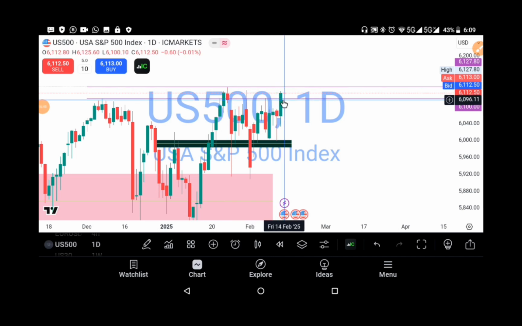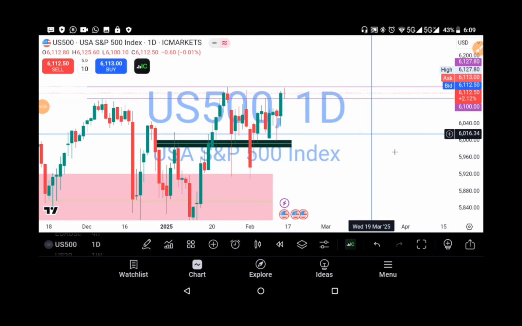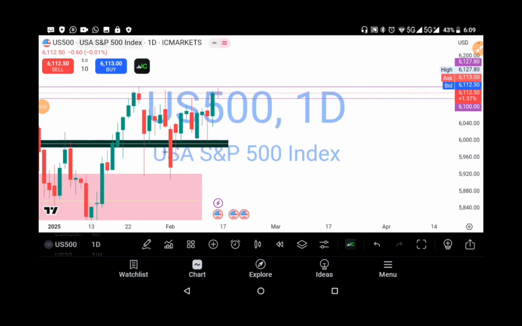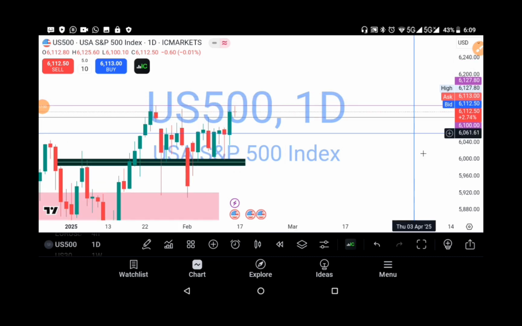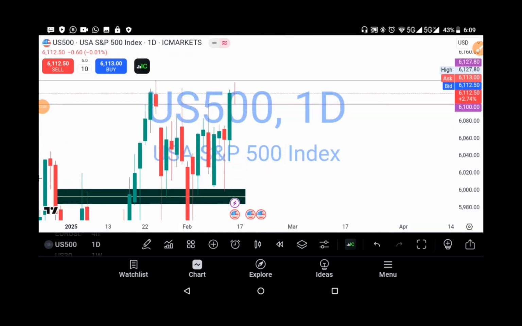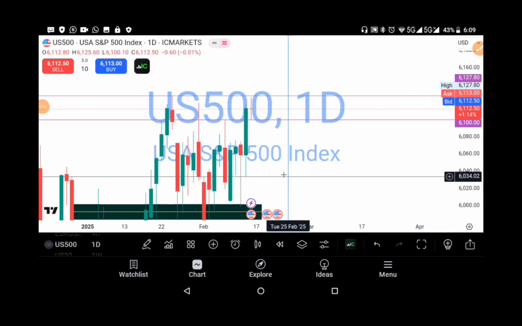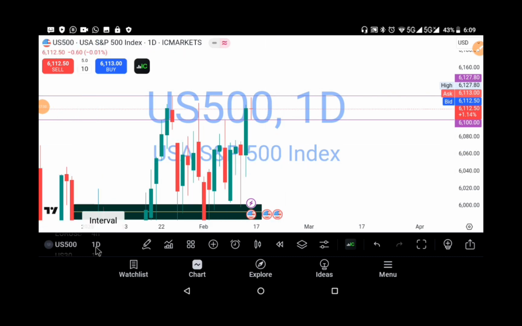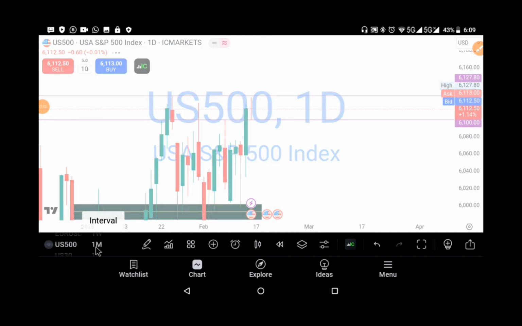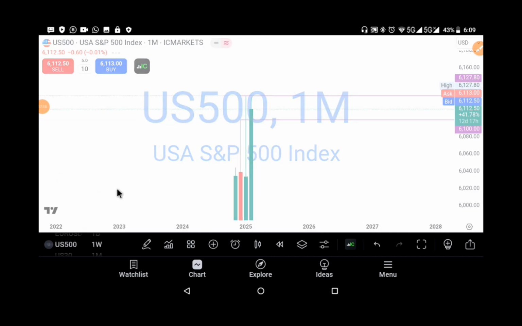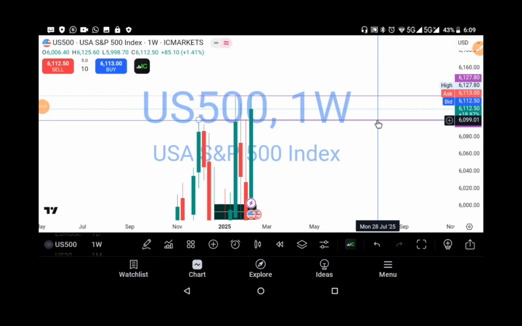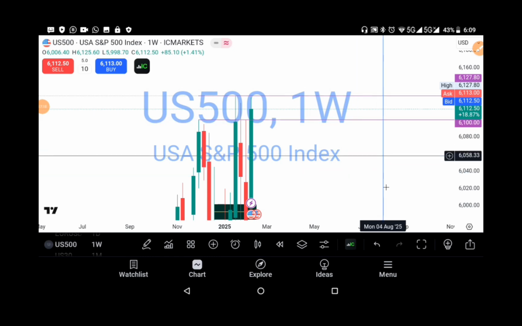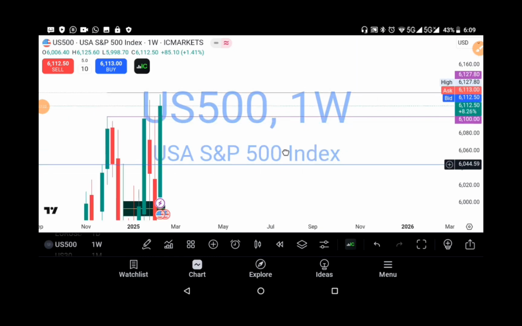6127.8. So the high of this candle comes in at 6125.60. Can you call that a coincidence? No. So next week I'm expecting a new high to form. Okay, let me check the weekly. We are expecting a new high forming on S&P 500.